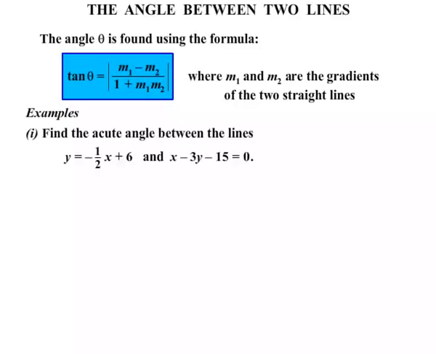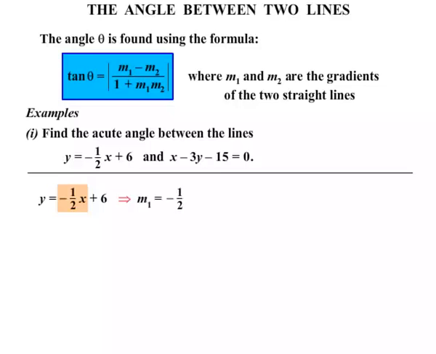The first one here, we need to find the acute angle between the lines y equals minus half x plus 6 and x minus 3y minus 15 equals 0. So that first equation, let's write that down, and we should be able to easily identify the gradient. Okay, the gradient is minus a half, so that's our value for m1. Our next equation, let's write this down, but we need to get y by itself. So the minus 3y, let's bring that over, becomes plus 3y, and we'd have x minus 15, and to get y by itself we need to divide through by 3. So therefore we get y equals 1/3 x minus 5, and once we've got it in that form we can easily see that the second gradient is 1/3.